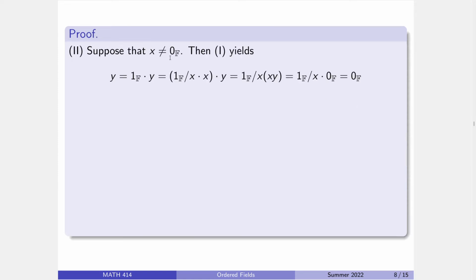Well, if that is not equal to zero, then I've got access to its multiplicative inverse. So note, y has to be 1 times y, and 1 has to be x times its multiplicative inverse. By associativity, I can move the parentheses over here, and I should put parentheses around that. That looks a little confusing.